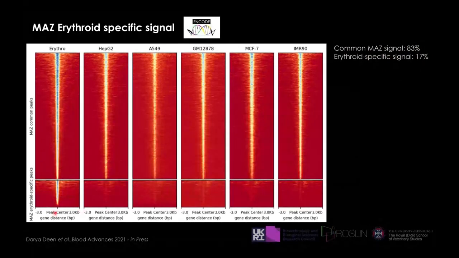So that's 17% of the peaks. And we found that all those peaks are located in key erythroid genes, perfectly fitting our previous data showing that MAZ is important for erythropoiesis.